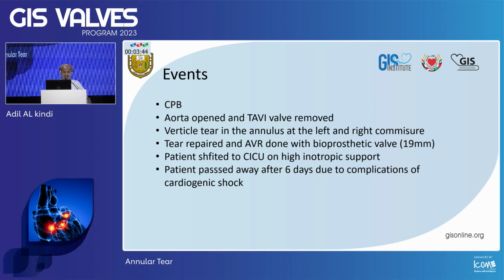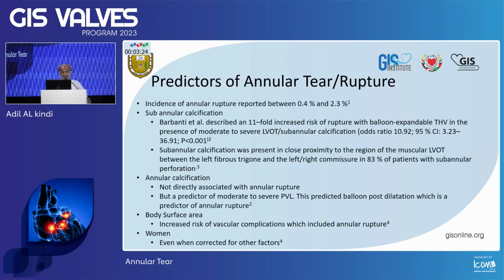Opening the aorta, there was a vertical tear between the left and right commissure that was repaired, and we put a 19 valve, which was sufficient for her size, and there was no room for root enlargement in this case. Patient was shifted to ICU in a very unstable condition on high inotropes and passed away after 6 days because of cardiogenic shock.